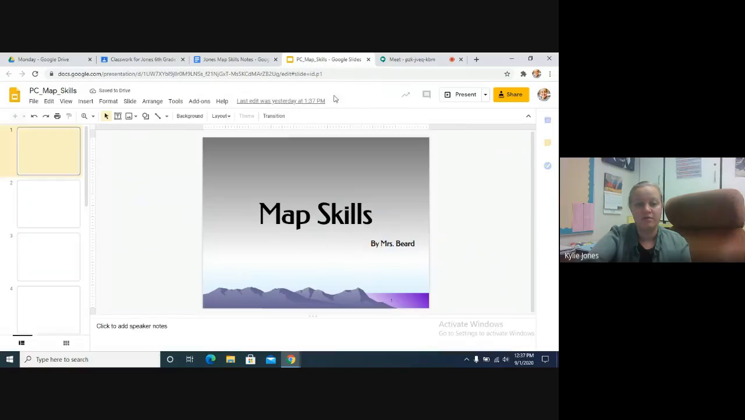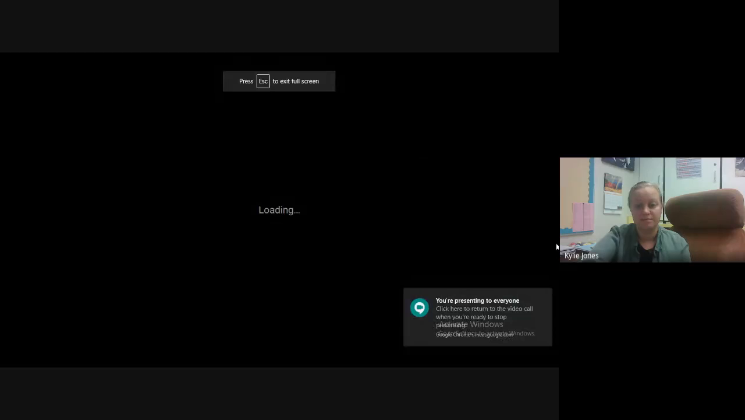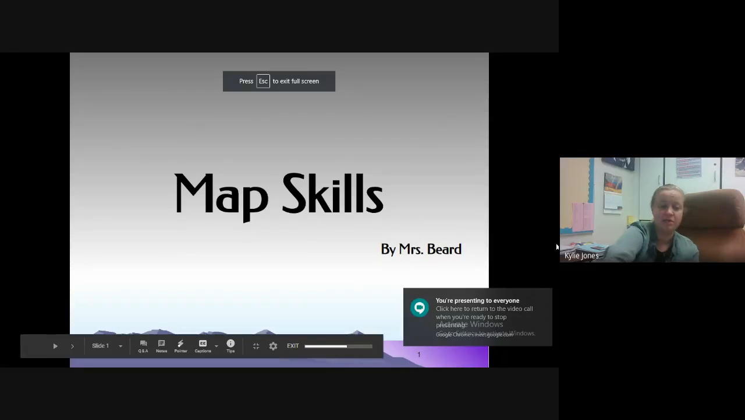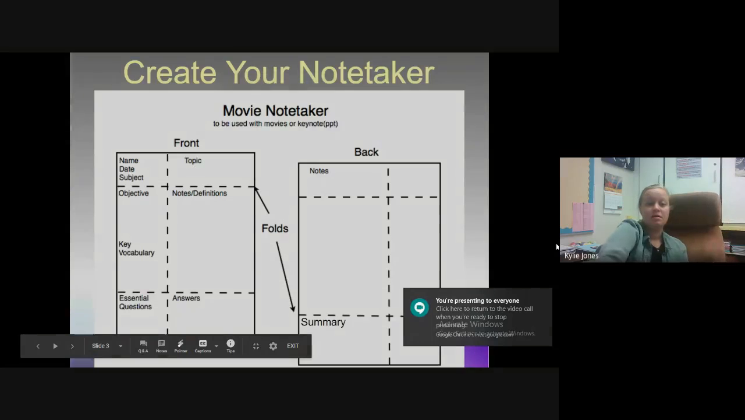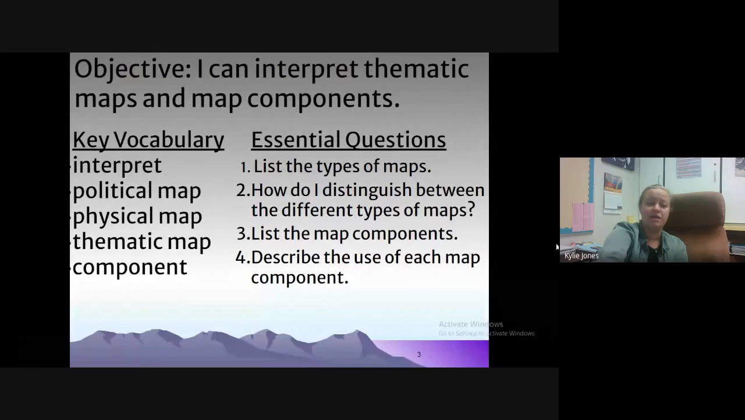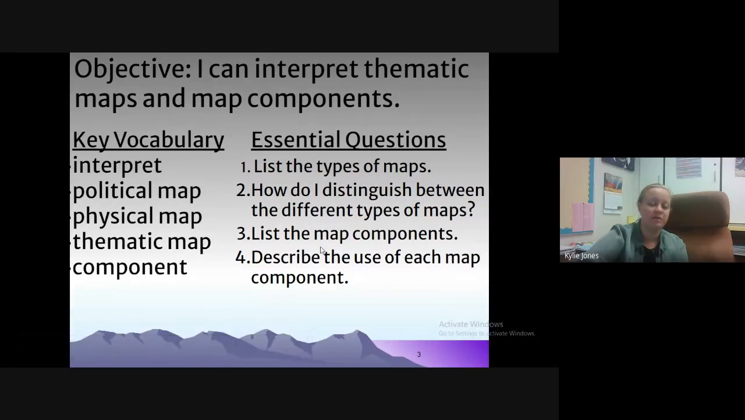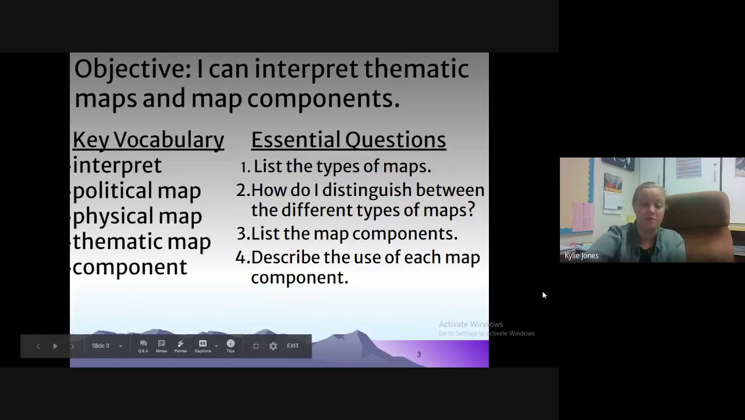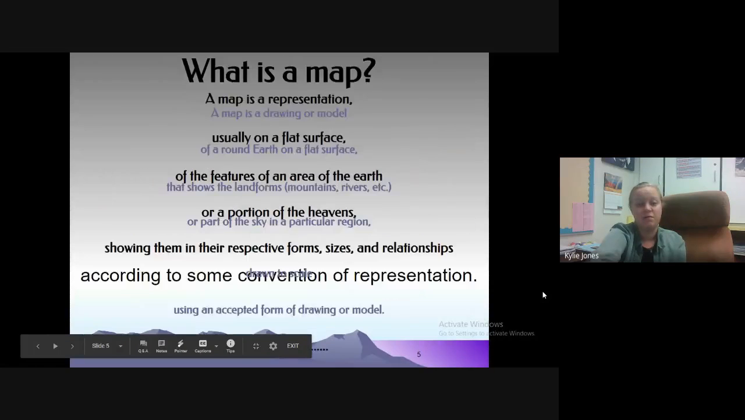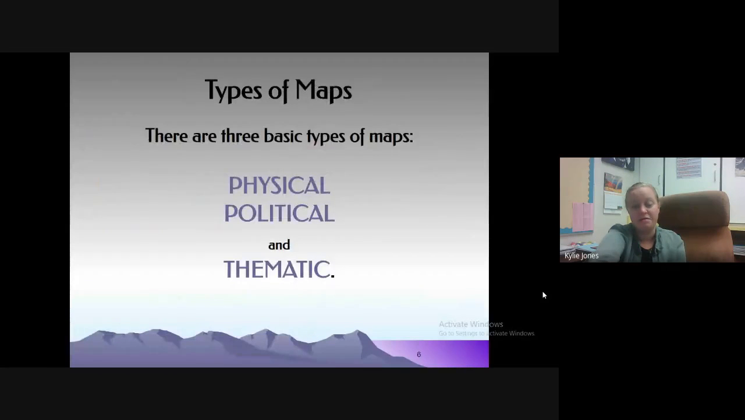I'm going to have the PowerPoint up right now really quick. So if you're looking at my screen, we talked about yesterday the objective, the key vocabulary, and we wrote down the essential questions. These essential questions are what we answered 1 and 2 yesterday, but we're going to finish up today so we can answer 3 and 4. Okay, we talked about what a map is, and then the 3 types of maps. We have physical, political, and thematic.